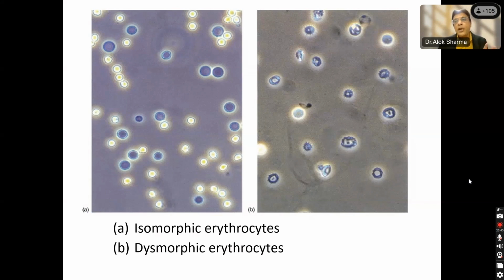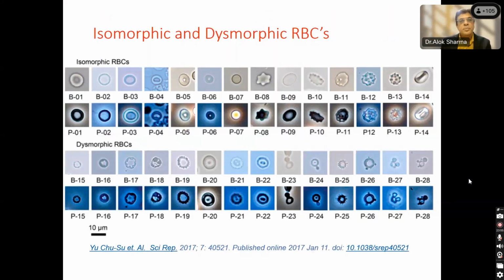So isomorphic versus dysmorphic RBCs is a very, very important part of doing the urine sediment examination. This will tell you whether the hematuria you are seeing in this specimen is glomerular or non-glomerular. Now this is a big chart, but essentially it shows you a lot of isomorphic and dysmorphic RBCs. Depending on the pH and other things, even some of the isomorphic RBCs can become crenated and other things, and how you distinguish them from the dysmorphic RBCs.